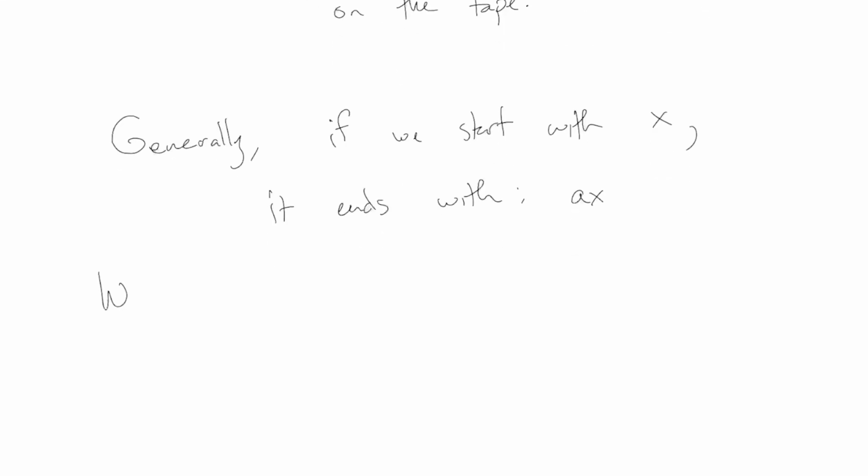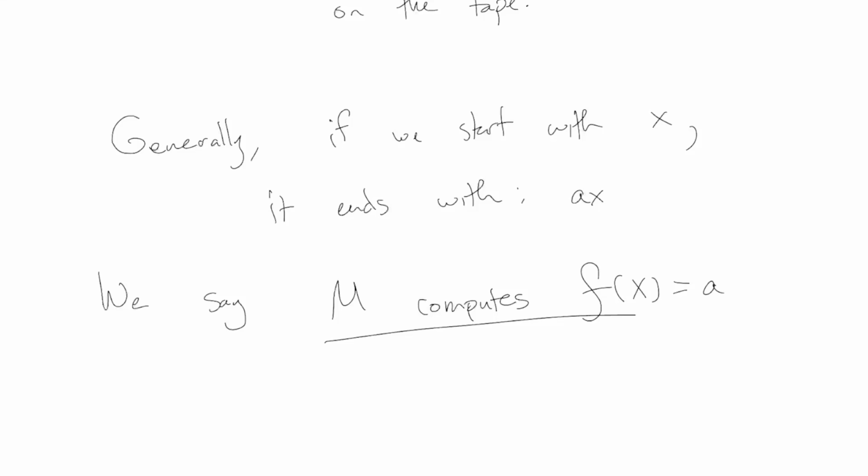And in this example, we say M computes F, all right? M is the name of my specific Turing machine here, and the computation, I meant to say, is this particular function, f of x equals ax. That's an equation for the function. F of x equals ax. M computes that function, all right?